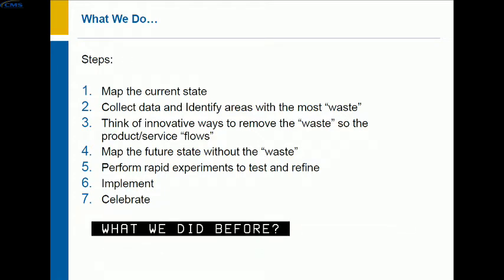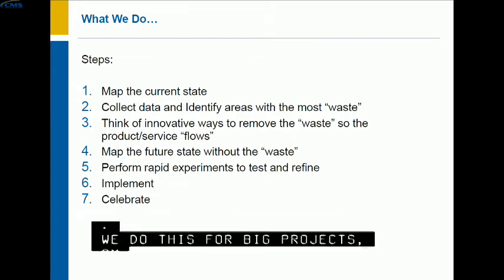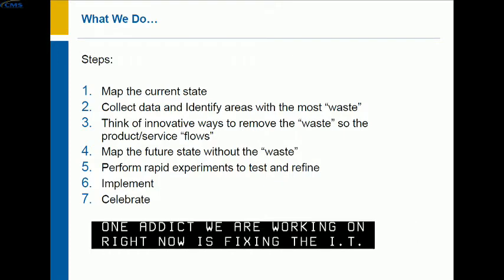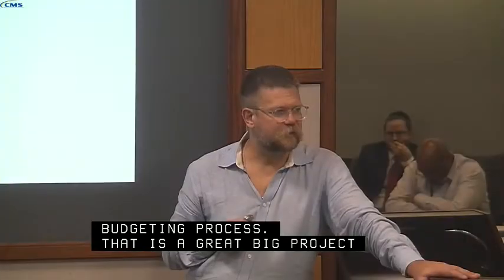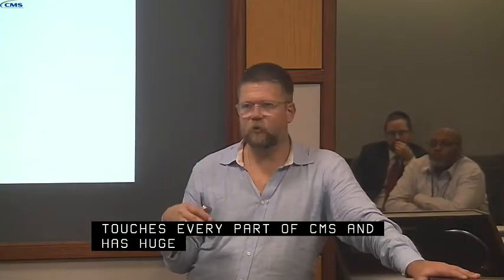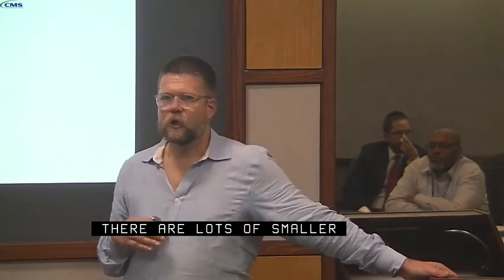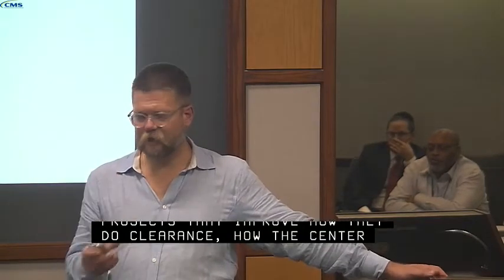And we do this for great big projects. We do this for little teeny tiny projects. We do this for in-between size projects. There are all sorts of kinds of projects. One of our great big projects we're working on right now is fixing the IT budgeting process. That's a great big project that touches every part of CMS, and it's huge amounts of money and time and activity, so it's a big investment in improving. But there are lots of smaller projects, like having one group or center improve how they do clearance, or how they process a certain kind of document. That's a smaller scale kind of project.